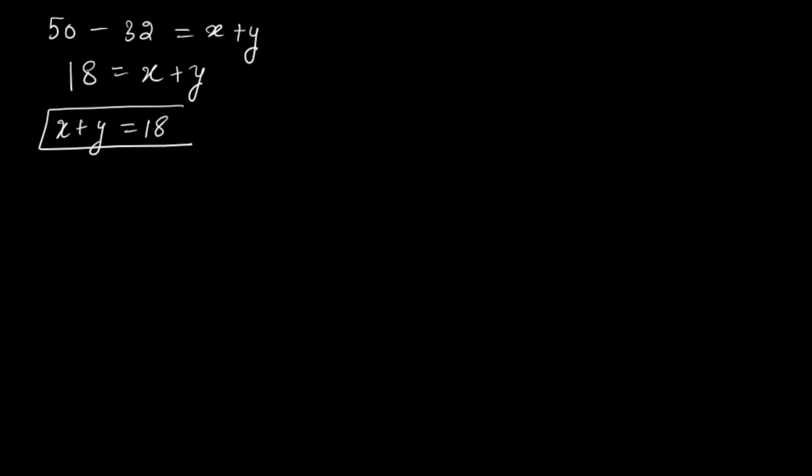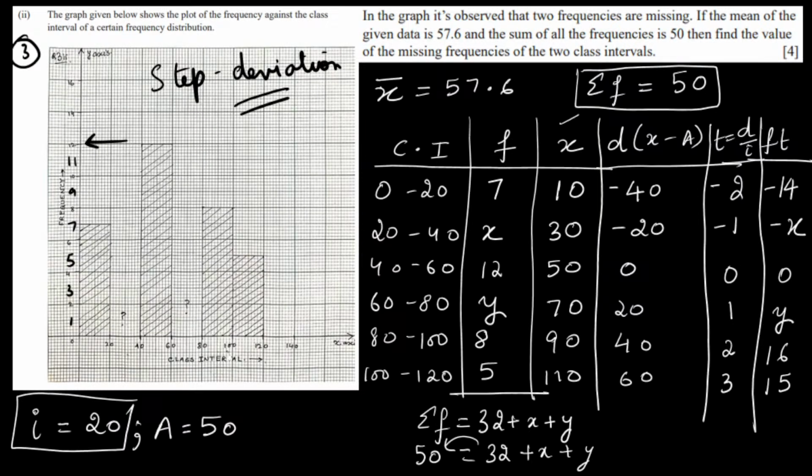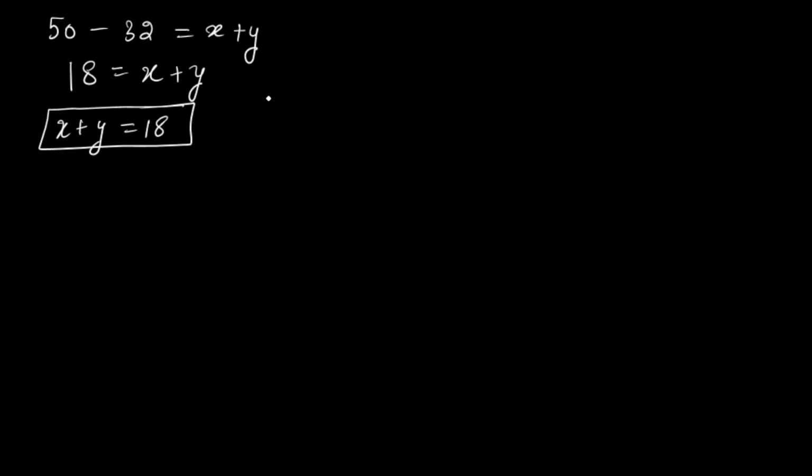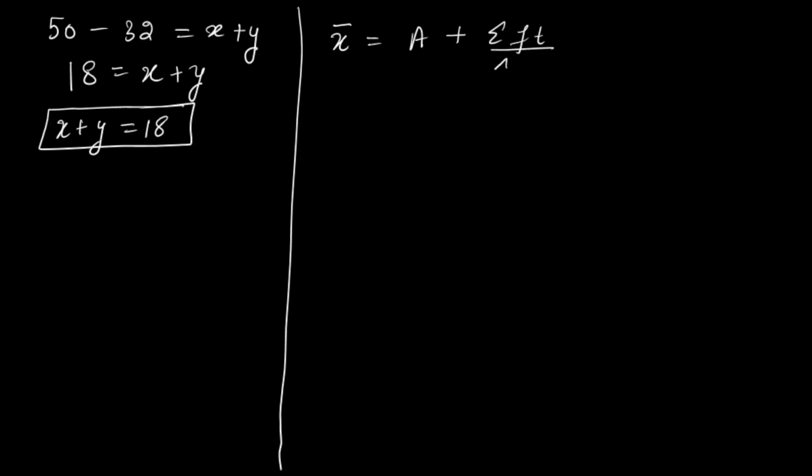This is the missing frequency type of question. The only difference was that the class interval and frequency were not given to us directly. From the graph we had to write this. Now let's write the value of sigma ft. We know the formula of mean. It is x bar is equal to a plus sigma ft by sigma f into i. This is the formula of the step deviation method.